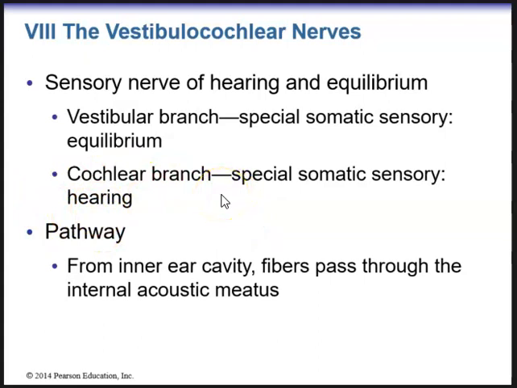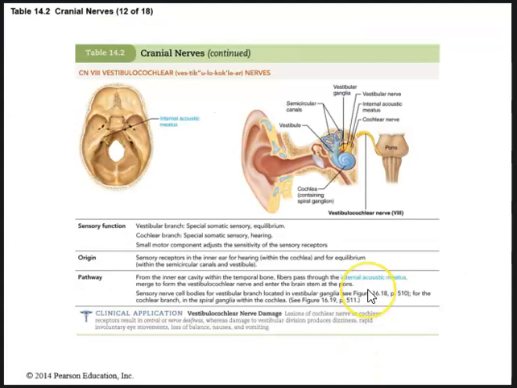The pathway of the vestibulocochlear nerve is from the inner ear cavity, and fibers will then pass through the internal acoustic meatus. Okay, and we can see its innervations into that inner ear. Because this nerve is 2 nerves in 1, if we have any lesions in the cochlear nerve or cochlear receptors, this usually results in central or nerve deafness. Whereas if we have damage to the vestibular division of this nerve, you could have dizziness, rapid involuntary eye movements, loss of balance, nausea, and vomiting.